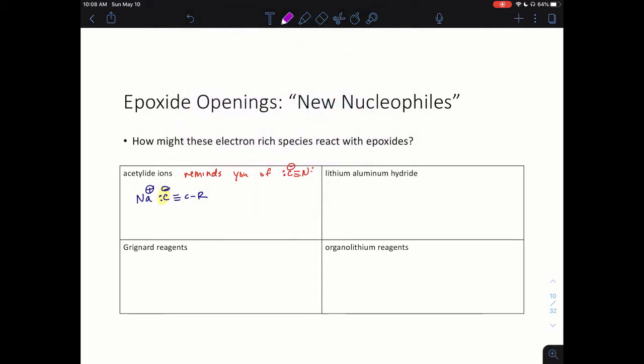You might wonder, well, how do you make these? I'm going to show you, but I'll give you a little bit of a preview. You just start from a terminal alkyne.